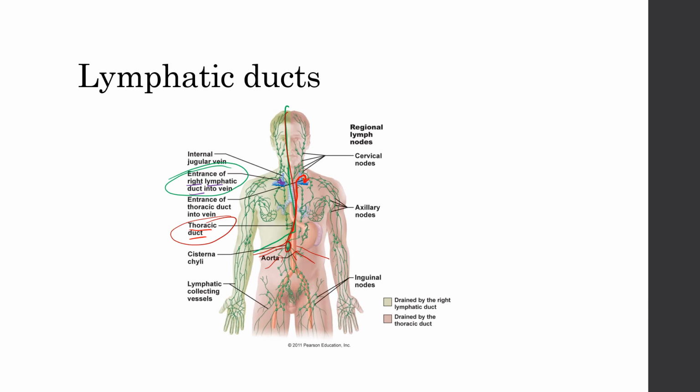So that's a summary of lymphatic anatomy, or the anatomy and physiology of the lymphatic circulation. We'll cover the lymphoid organs and tissues in a later lecture. Thank you and good luck.